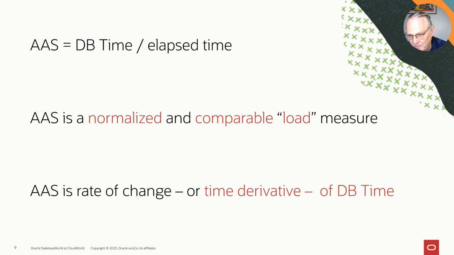Another important property is that average active sessions is normalized, and therefore it's very comparable across databases. You can compare databases in this measure and say something meaningful about the comparison. So it's a kind of load measure on databases. That's one way that we regard average active sessions: it's the amount of pressure on the database in some sense.